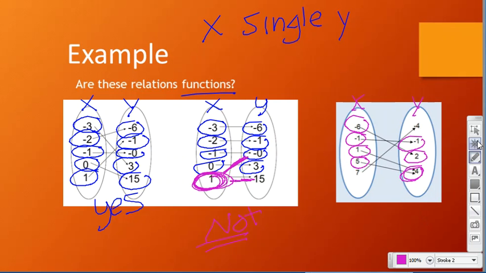Okay, so 1 and 5, those are two different x values being paired with the same y value. And when we're talking about functions, that doesn't matter. Two different x values can be paired with the same y value. You just can't have one x value being paired with two different y values. Okay, and then 7 is being paired with -4. So we would say, yes, indeed, this is a function. Okay, because each of our x values is being paired with a single y value.